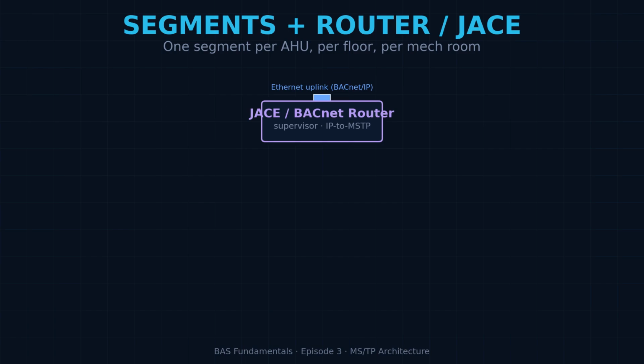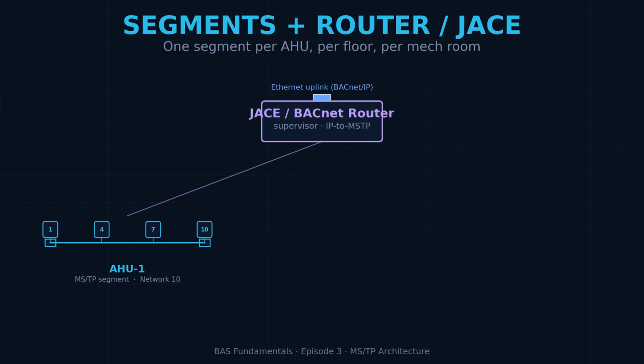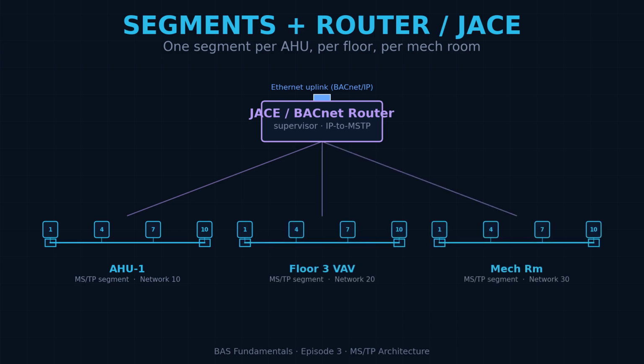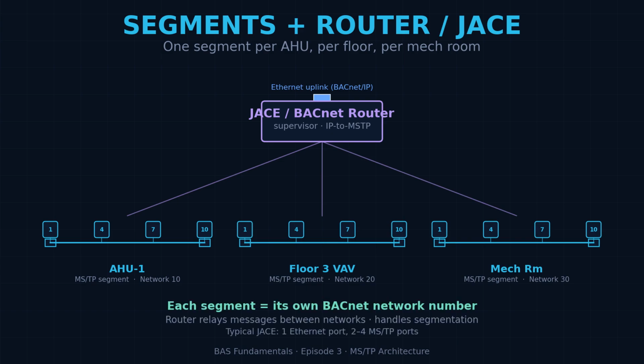building. Now scale up. A typical commercial building has many MSTP segments, one per air handler, one per floor of VAVs, one per mechanical room. These segments connect to a supervisory device, often called a JACE, a BACnet router, or an IP to MSTP gateway. The supervisor has an Ethernet port on one side and multiple MSTP ports on the other. It routes BACnet messages between the IP backbone and each MSTP segment.